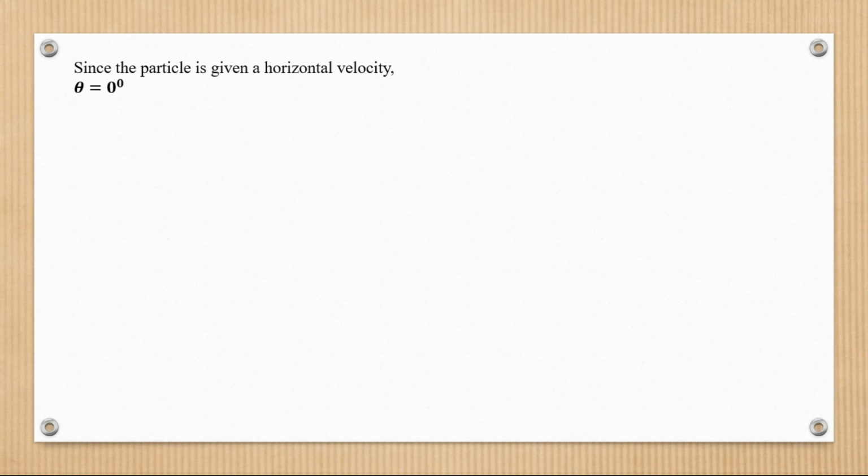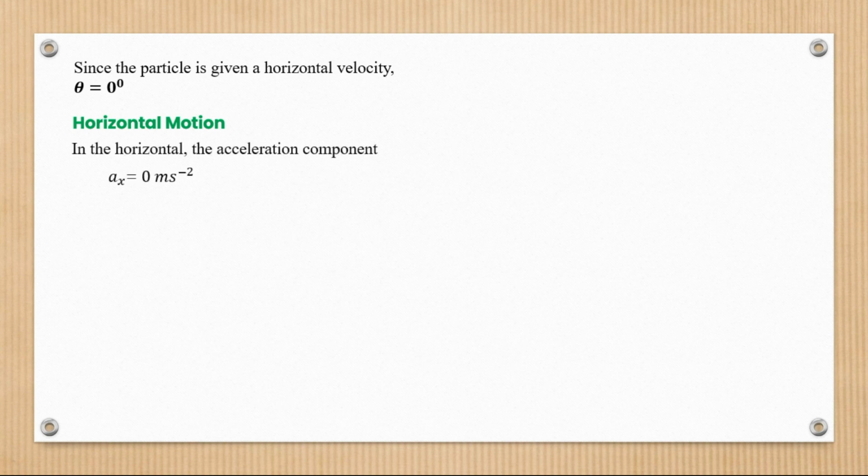Since the particle is given a horizontal velocity, it means theta is 0 degrees. So if we look at the horizontal motion, the acceleration component AX shall be equal to 0 meters per second squared. The horizontal component of the velocity UX shall be equal to U cos 0 degrees. That is because our theta value shall be equal to 0 degrees, and we know that cos 0 is basically 1. So we'll have UX being equal to U meters per second.